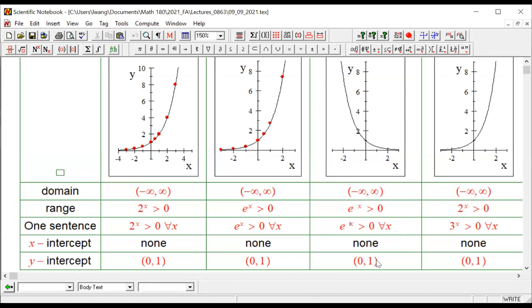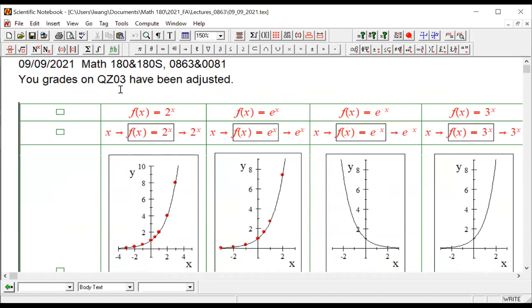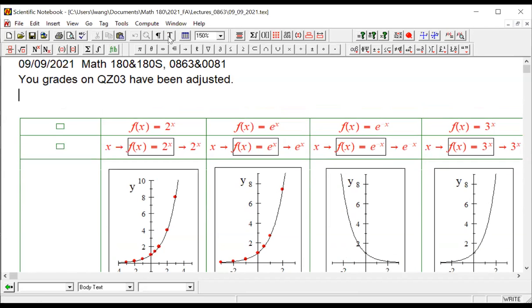y-intercept. In your future classes, you might encounter these. Sometimes you might see e to the power 2x. I'm sure you can handle it. There will be a lot of variations of this e function. But in most situations, in your future calculus classes, you will see e to the power x and their variations a lot. Okay, I think that will conclude today's lecture.